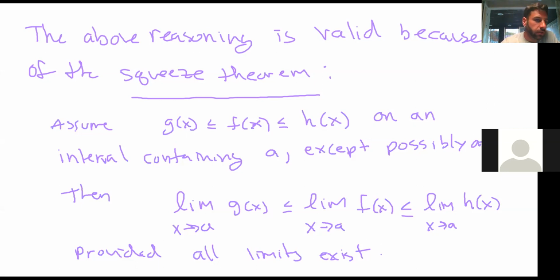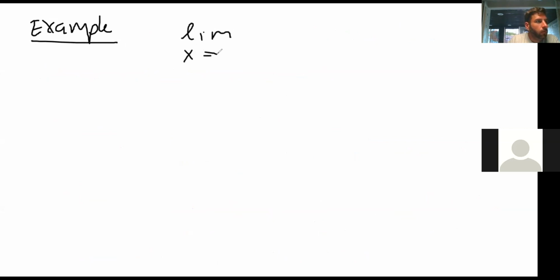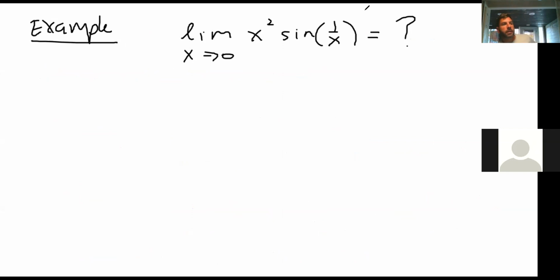So let's look at a standard example of how you might do this. Does anybody have a question, by the way? Comment? All right, so let's look at this guy. The limit of x squared times the sine of 1 over x. What does it equal?